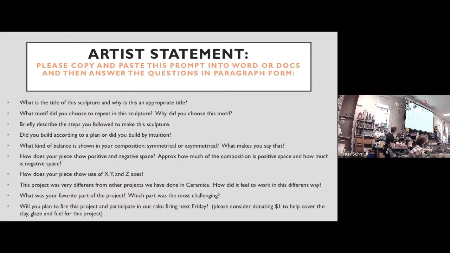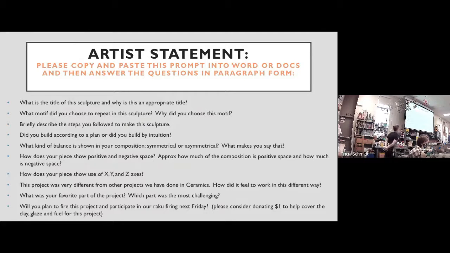What kind of balance is shown in the composition, symmetrical or asymmetrical, and how do you know? How does your piece show positive and negative space? Approximately how much of the composition is positive and how much is negative? Remember I said my piece was definitely more positive space. It's kind of dense. There's a lot of foil there. So mine was maybe 60-40 with more positive than negative.